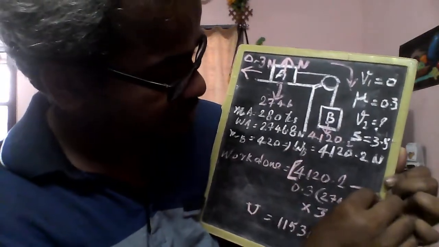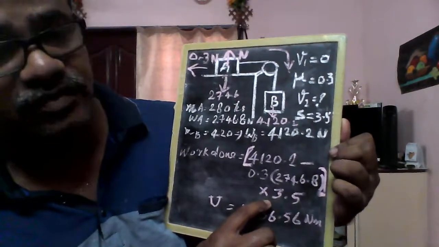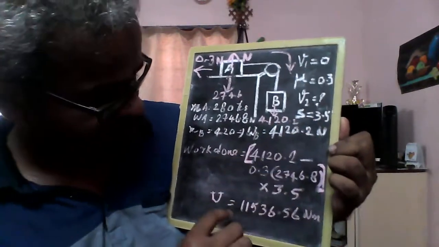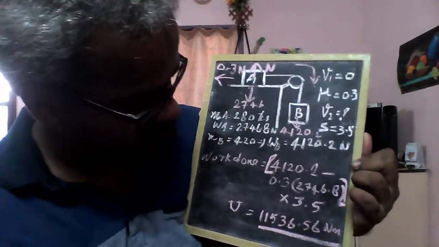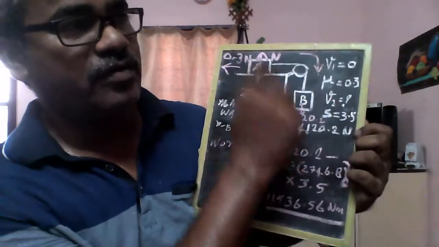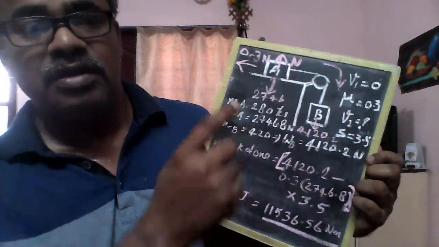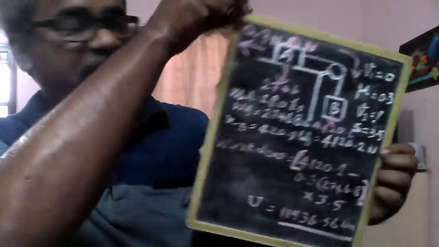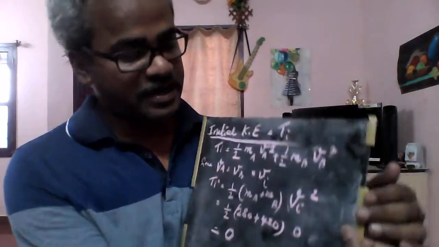So, this is my force. And what is the distance it has traveled? That is 3.5. So my work done will be this value, 11536.56 Newton meter. This work done I will equate to the change in its kinetic energy. So for the change in its kinetic energy, first of all you have to find out the initial kinetic energy, then the final kinetic energy.